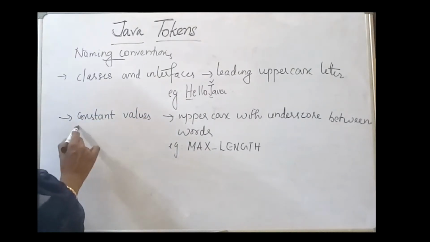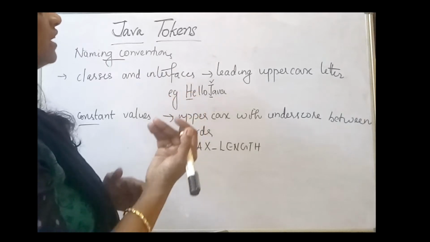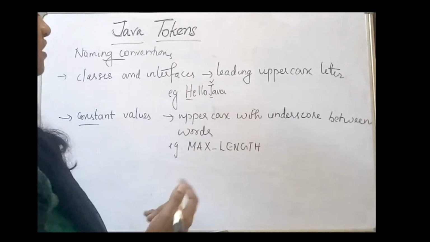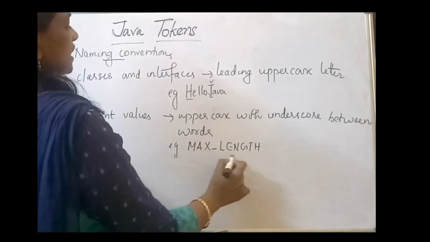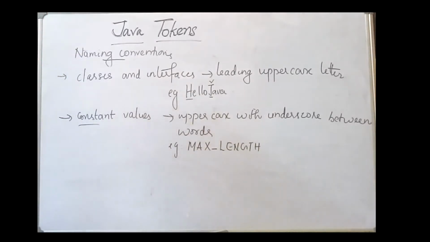Then for constant values, constant values make use of uppercase letters with underscore between words. Uppercase letters are usually used to define constants, and if there are multiple words, they are separated using underscore. For example, max length: MAX underscore LENGTH can be considered as an example of a constant. Okay, so these are the naming conventions used for identifiers.